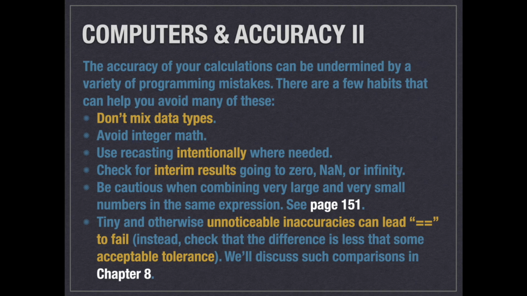You can get results that go to 0 when you don't expect them to, like 1 divided by 2. It's also possible to do stuff which results in something called not a number, which is a result that is, you might have guessed this, not really a number, 0 divided by 0, for example, or infinity.